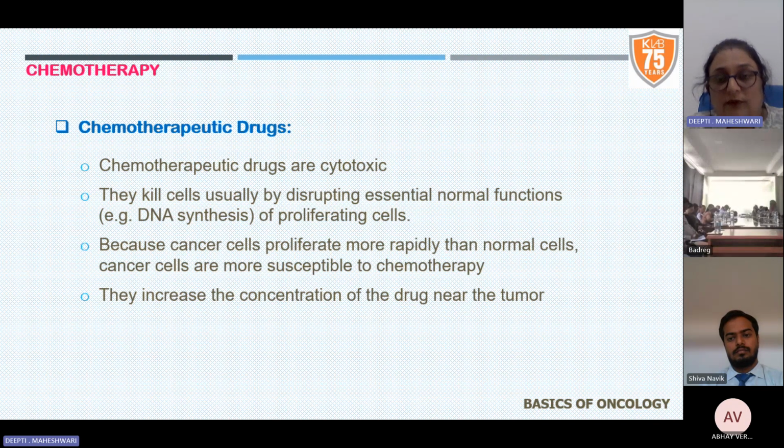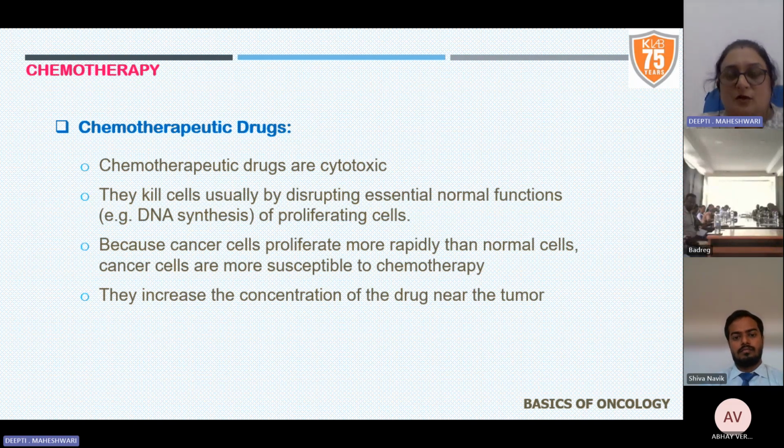But as I told you, they can also damage the normal cells, which also multiply very fast. That's why you see so many side effects associated with the chemotherapeutic drugs. They increase the concentration of the drug near the tumor if it is locoregional in nature.